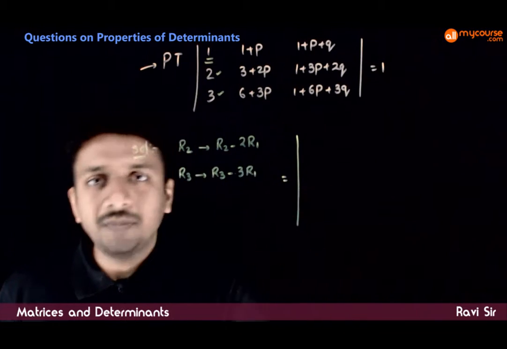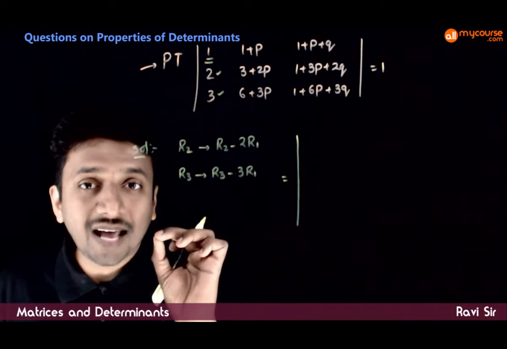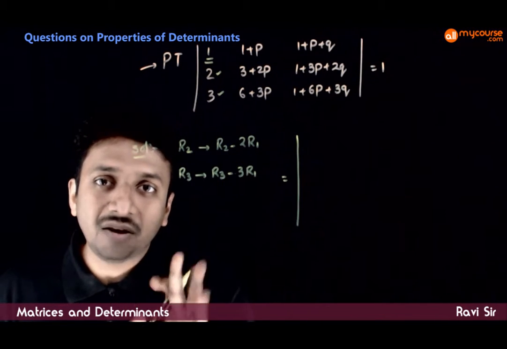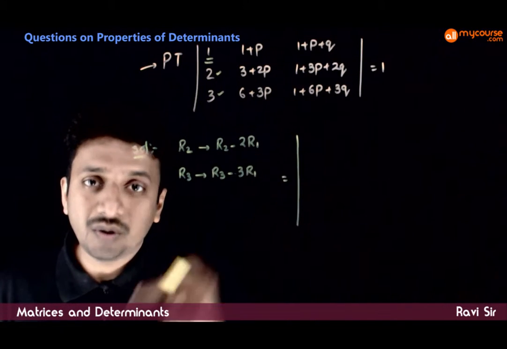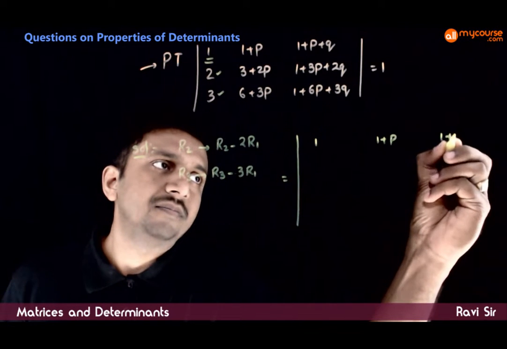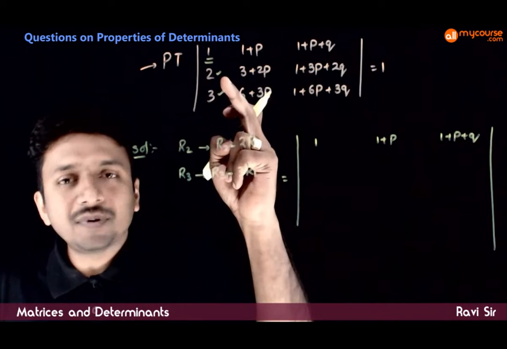So what does this determinant become? So these 2 are row transformations of type 3. So these row transformations do not change the value of the determinant. So the determinant will be the same as the first row is not changing. First row is not changing. So what happens to the second row?